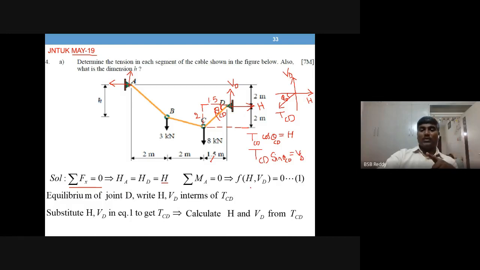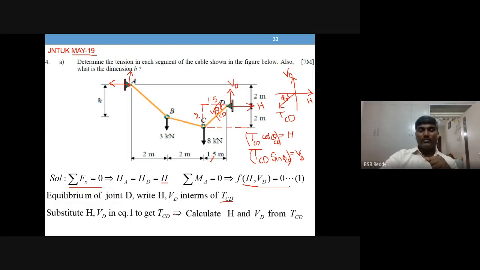Now you have an equation in terms of H and VD. You substitute now, in terms of H this one and in terms of VD this one. So now what do you have? Only one unknown, TCD. So get TCD by substituting these, because theta you already calculated. So the cos theta value you can write, the sin theta value you can write. So only TCD is the unknown value.